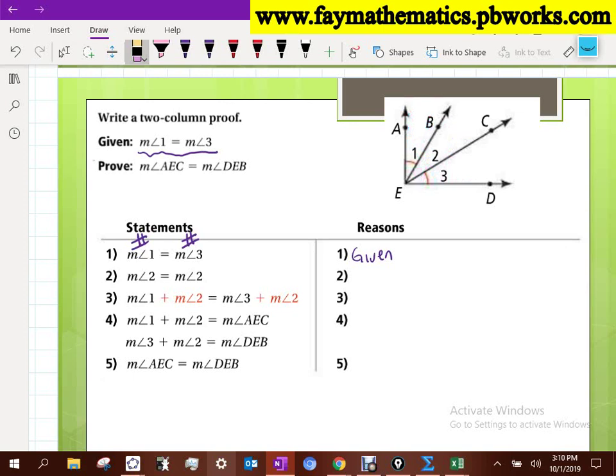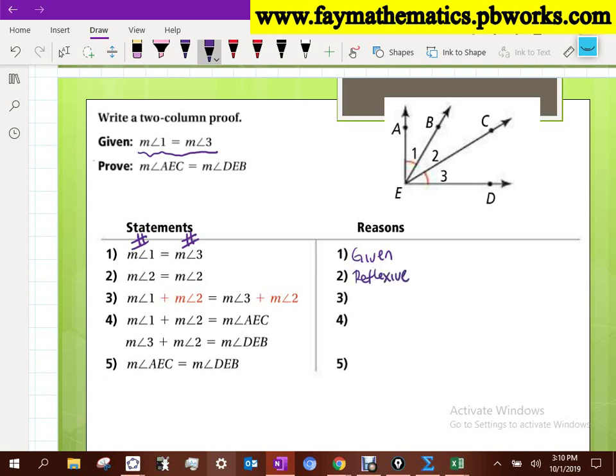The second statement here, they say angle 2 is equal to angle 2. What did we say yesterday? If we write a statement like this where the left-hand side is identical to the right-hand side, remember what that property was? Reflexive.